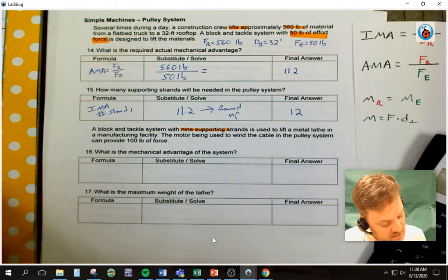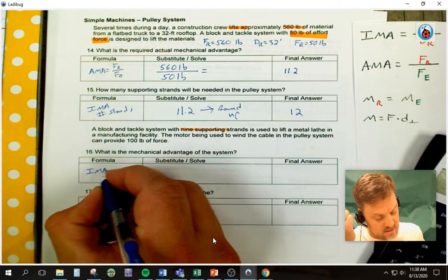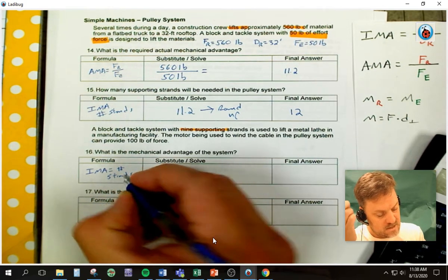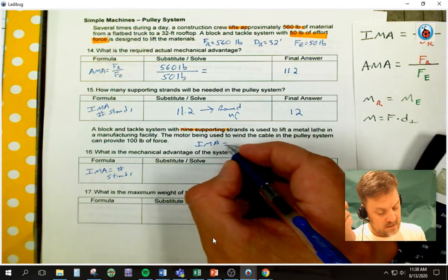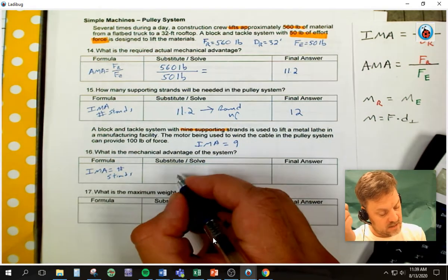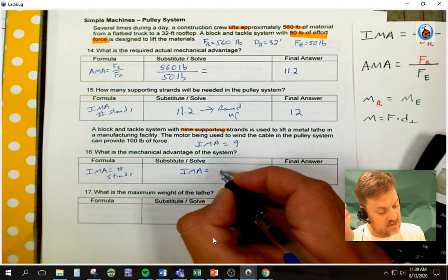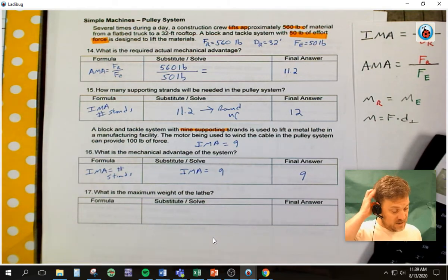All right, next it says a block and tackle system with 9 supporting strands. So what does that tell me? Well, it says IMA is equal to the number of strands. So that tells me my IMA is 9. Well, what's the ideal mechanical advantage? We're going to say IMA is 9. So my answer is 9.